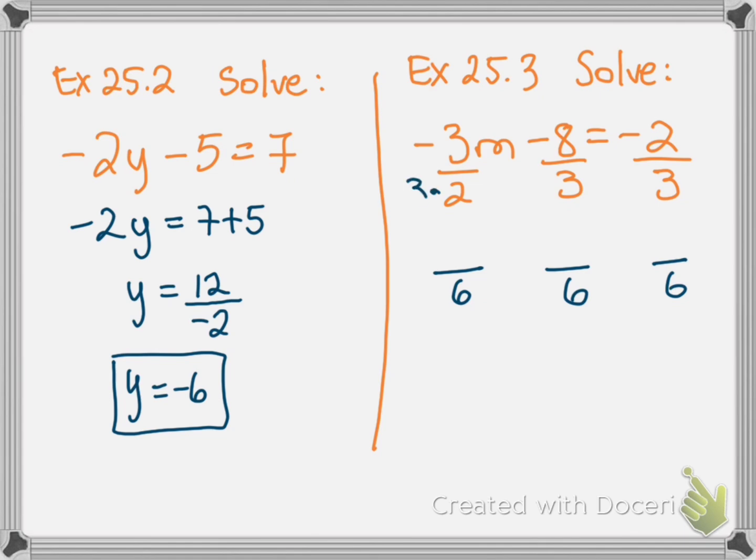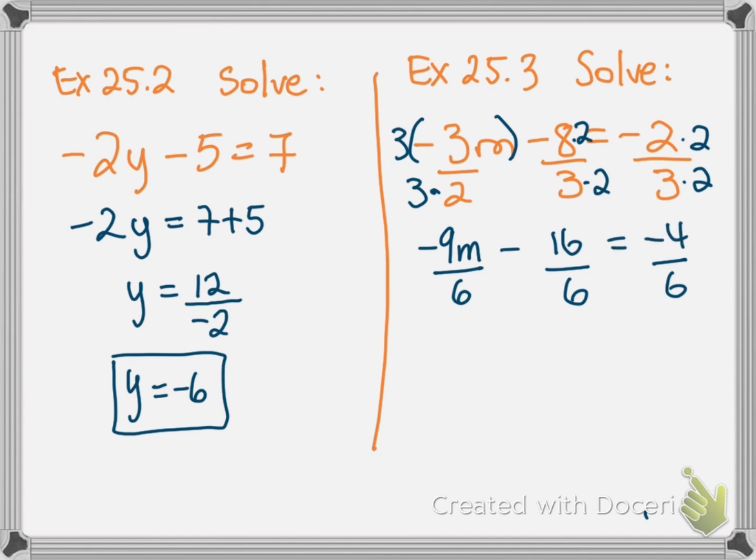So 2 times 3 is 6. So we're going to multiply times 3 both on the top and the bottom. And the next one we have 2 times 3 is 6. So we have to multiply times 2 and then another 2 here. So in the top we're going to have -9m minus 16 equals -4.